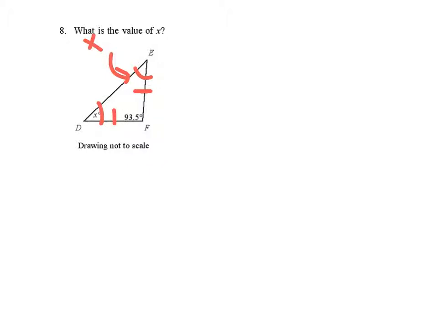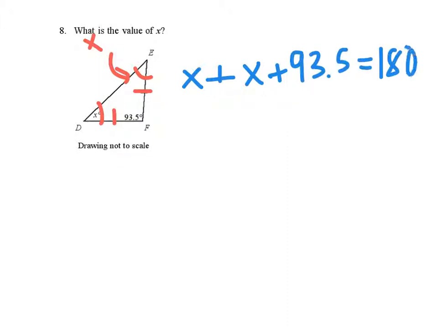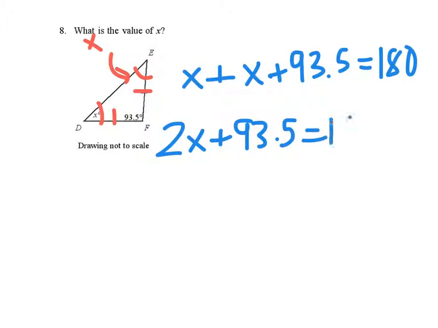So I can set up an equation that says x plus 93.5 equals 180. Remember, if you add all the angles of a triangle together, they equal 180. So we're going to have 2x plus 93.5 equals 180. From there, you need to solve for x.